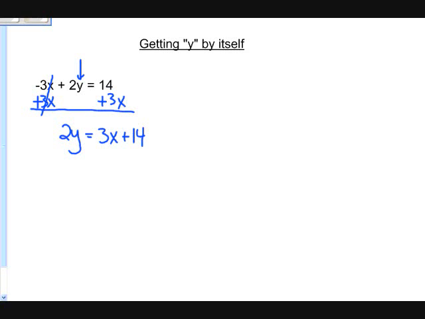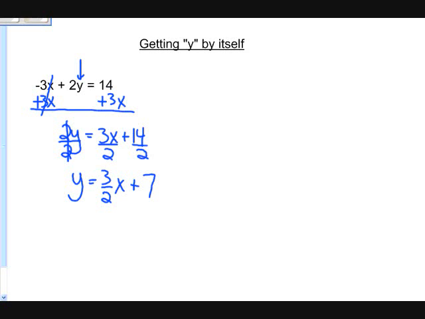Going back to the y, it's almost by itself, but we still got to get rid of that 2. Now that 2 is being multiplied to the y. So in order to get rid of it, we're going to divide. And when we divide, we have to divide to everything. So I'm going to divide everything by 2. That cancels that out and leaves me with y equals 3 over 2 does not reduce, so it's just 3 over 2x, and then plus 7.